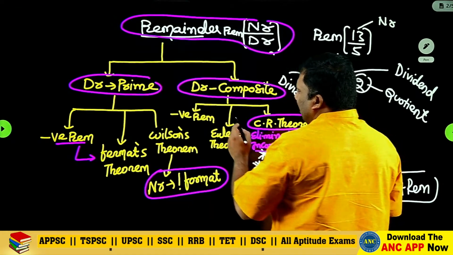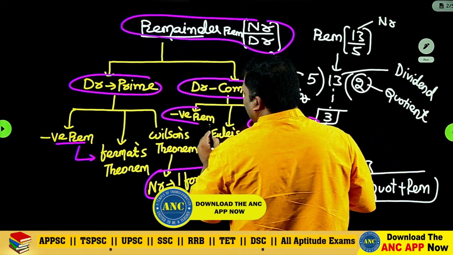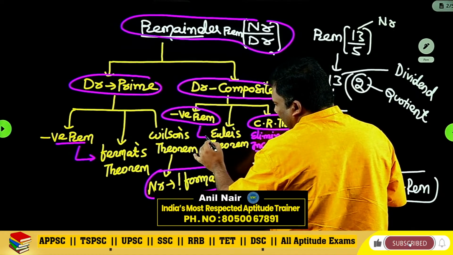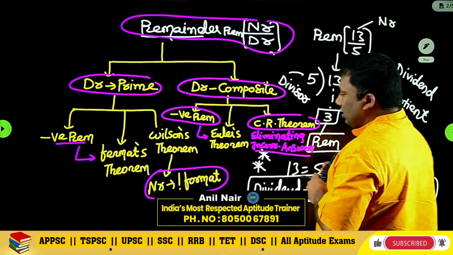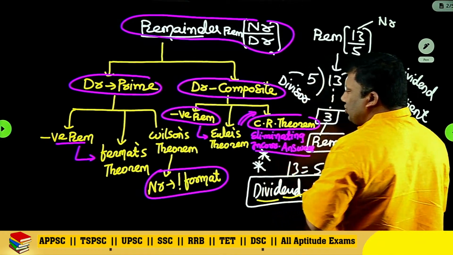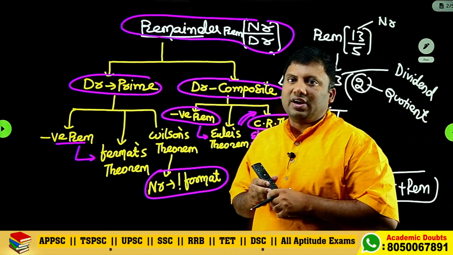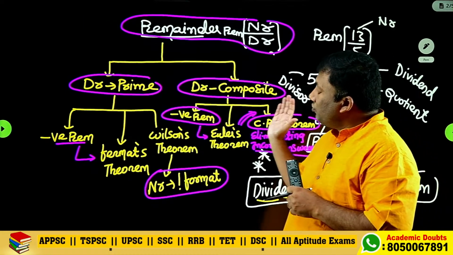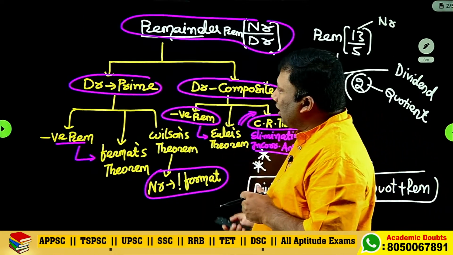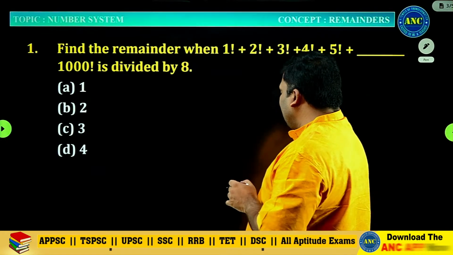Similarly, if it is a composite number, I will use negative remainder. If it is taking more time, I will get into Euler's theorem. If I want to eliminate answer options, I will use the Chinese remainder theorem. This is the way to solve any problem related to remainders.